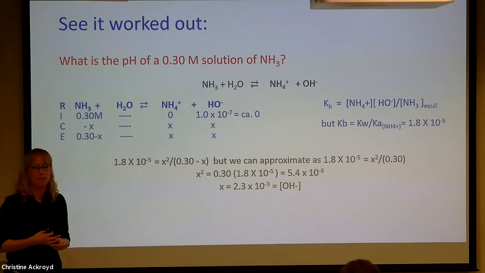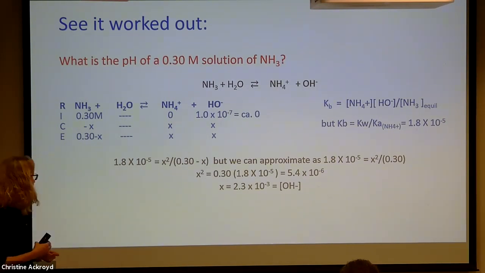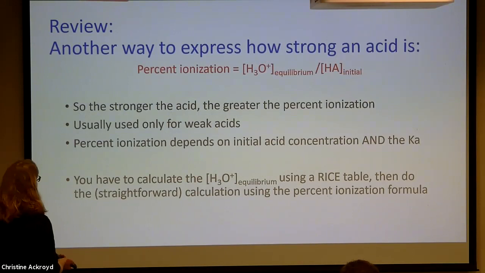Standard rice table calculation. You can neglect X in the denominator here. And that gives us 2.3 millimolar hydroxide concentration. From there, you can calculate your pH. You just have to go through a bunch of different steps to finally end up with pH. Okay.